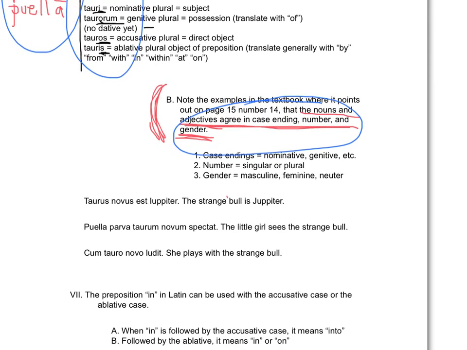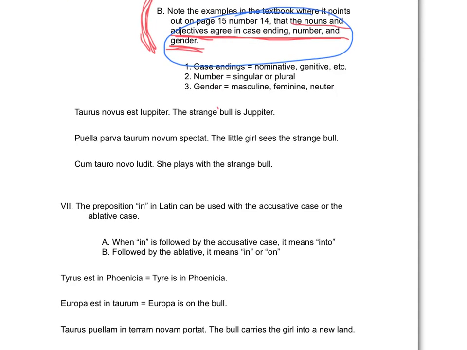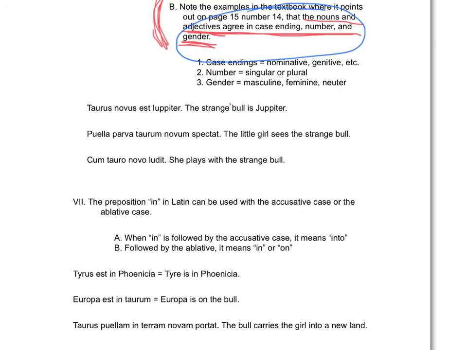Look at the examples I have that show how nouns agree with the adjectives that modify them in case ending, number, and gender. Remember, the case ending means nominative, genitive, dative, accusative, ablative, singular and plural is the number, and then the gender, as I mentioned in the first podcast, can be masculine, feminine, or neuter. So look at the example right here.